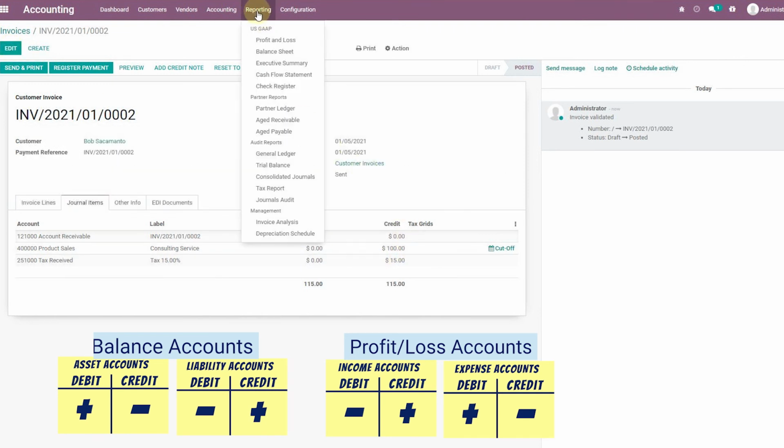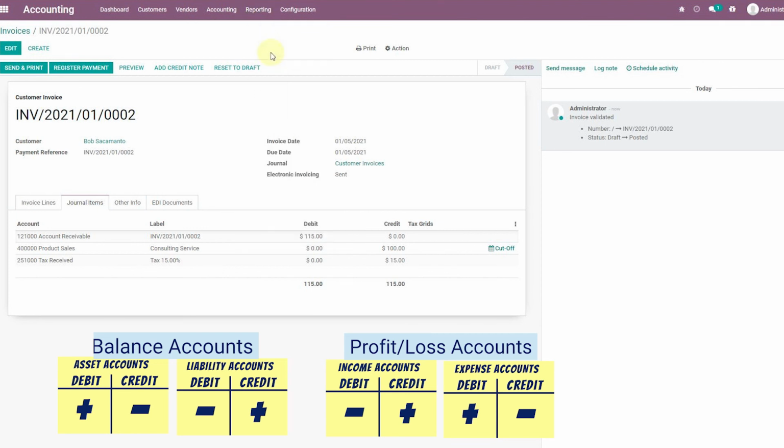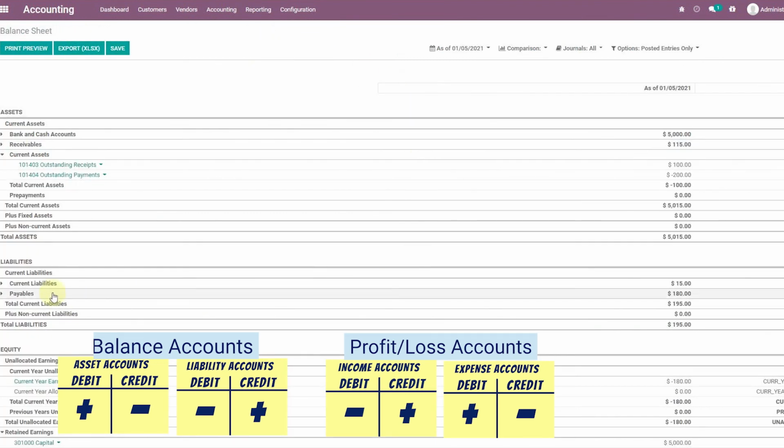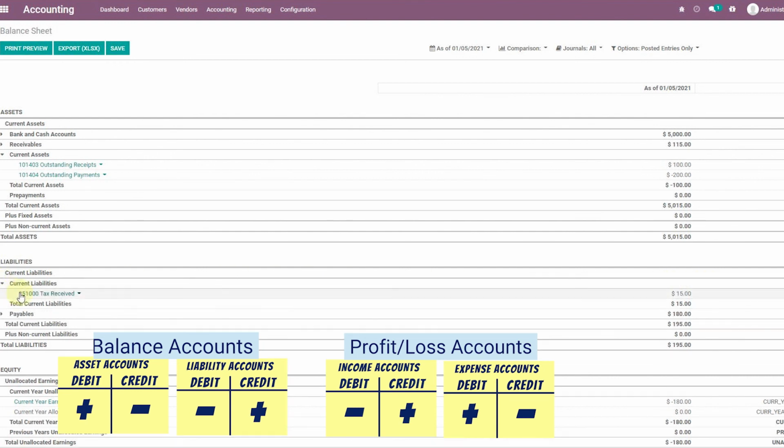So if I come here to the balance sheet like this, you'll notice that this $15 is a liability right here, tax received. So taxes are a liability, meaning that anytime you sell something, you owe something. You sell something for $100, you owe 15%. You sell something for $200, you owe 15% of that. And this now is kept in this liabilities account right here.